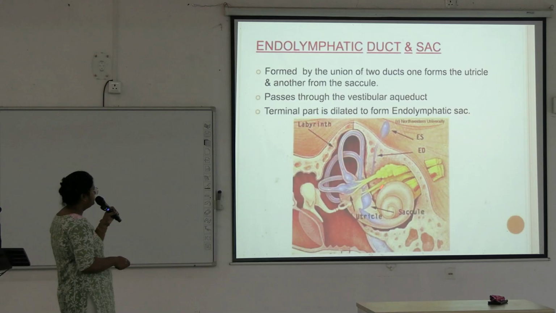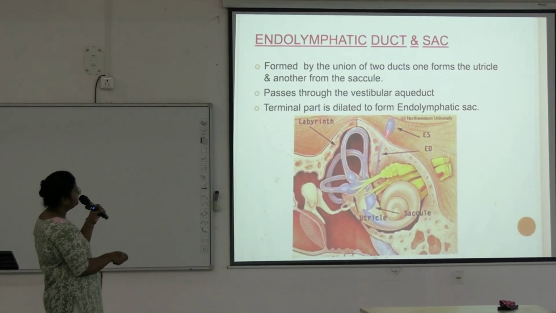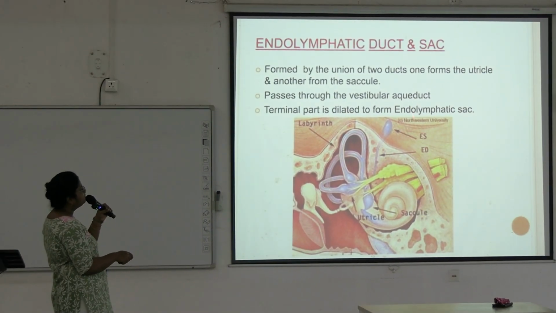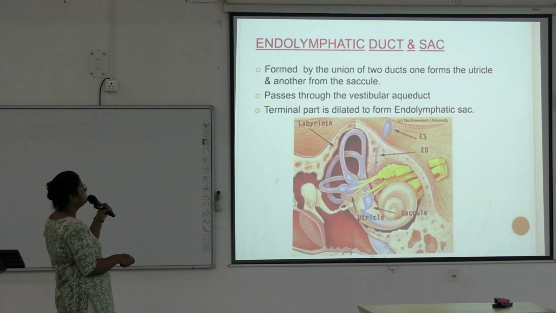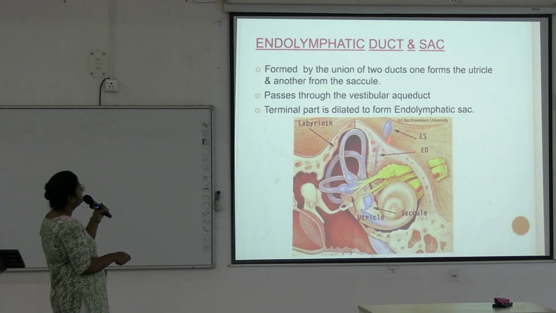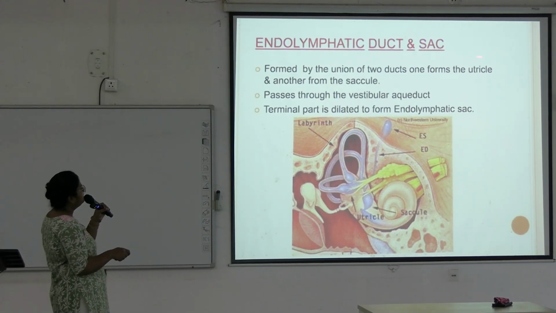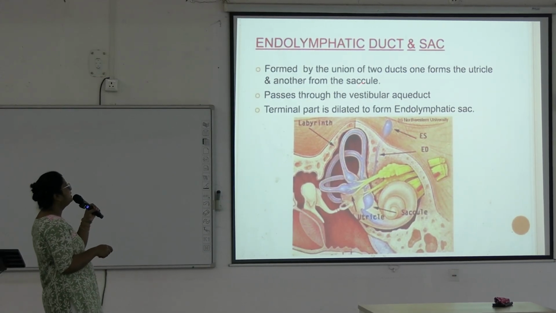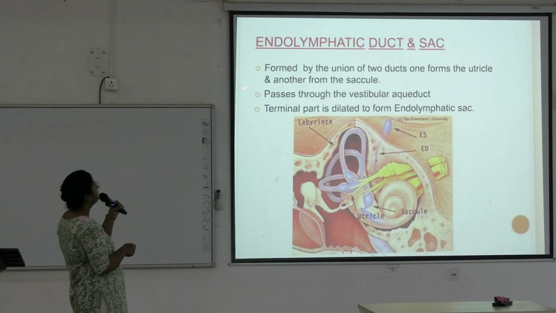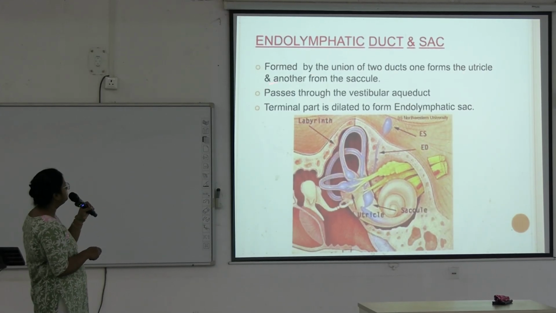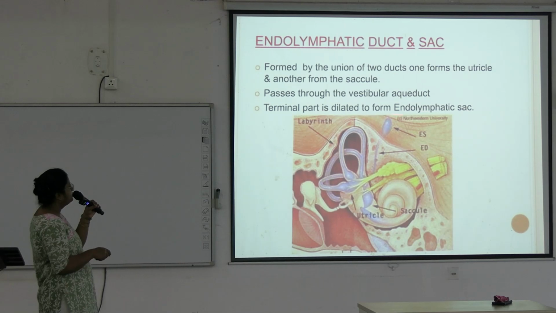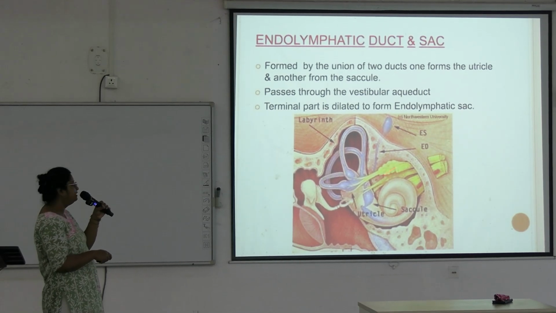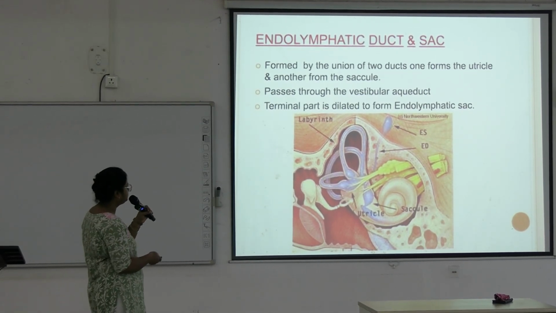Next, see here, this is the endolymphatic duct. It is lying in between two layers of dura and this dilated part is the endolymphatic sac. ED means endolymphatic duct, and this is the endolymphatic sac. It is formed by the union of two ducts, one from the utricle, another from the saccule, passes through the vestibular aqueduct and the terminal part is dilated to form the endolymphatic sac here.